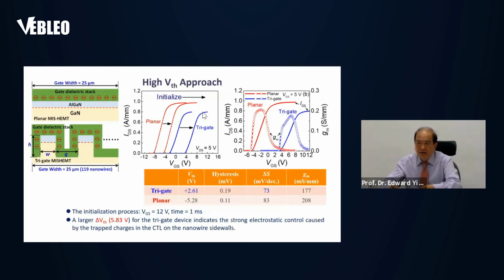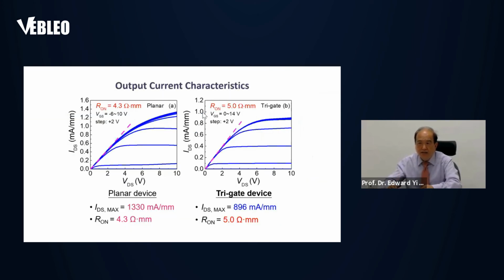Okay, and then with this kind of gate stack all together, we have VTH of 2.61 and very minimal hysteresis with the subthreshold slope and high GM. So the initiation is the same for 1 millisecond, and a large VTH of 5.83 is achieved. Okay, and this is the tri-gate. You can get ID over 96 milliamp per millimeter, and RON is about 5.0 ohm per millimeter.